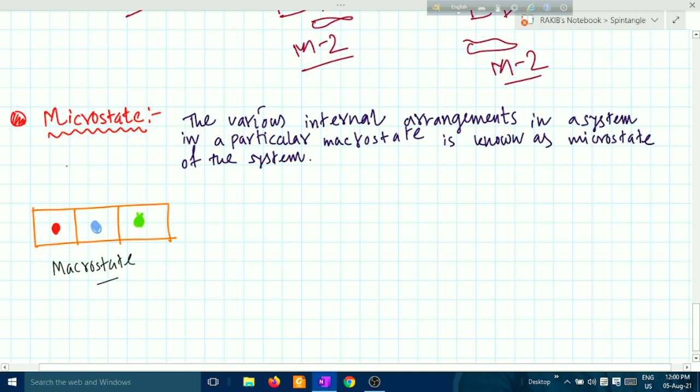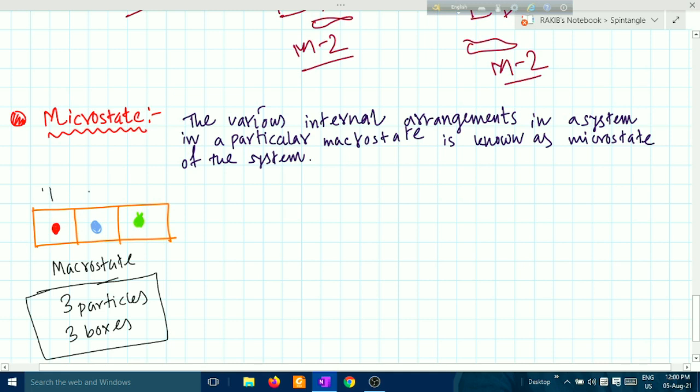A macrostate is initially defined as three particles in three boxes. This is the definition of the macrostate. Now, the red ball in box 1, the blue ball in box 2, and the green ball in box 3 is an arrangement of microstate.